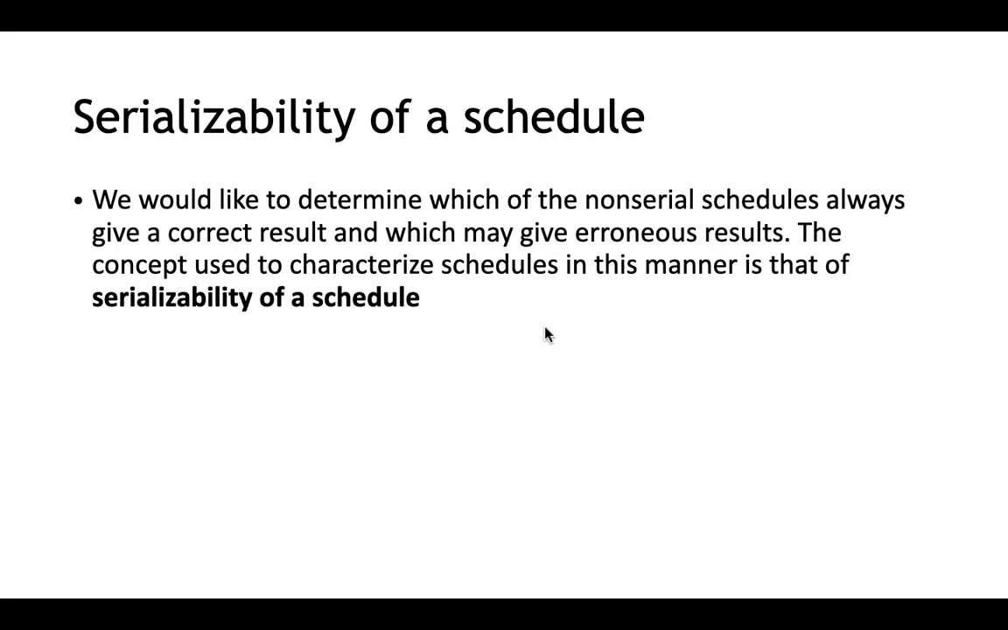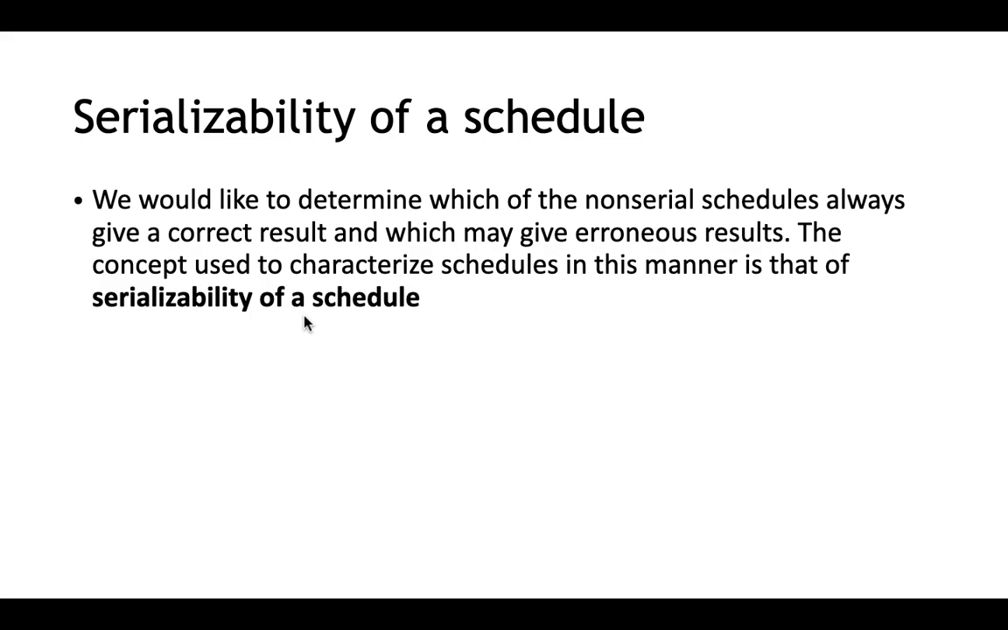So we are coming to a new term, serializability of a schedule, or the question asked can be whether a schedule is serializable. We can say a schedule is serializable if it produces the same result as that produced by its equivalent serial schedule. So we would like to determine which of the non-serial schedules always give the correct result and which may give the erroneous or the wrong result. So the concept used to characterize schedules in this manner is known as serializability of a schedule. So hope that is clear.